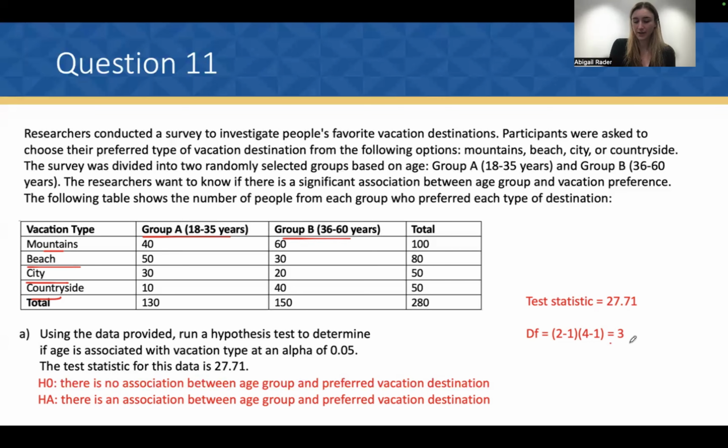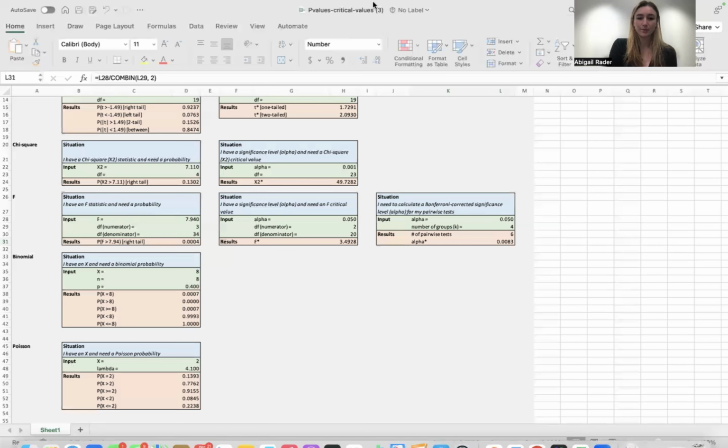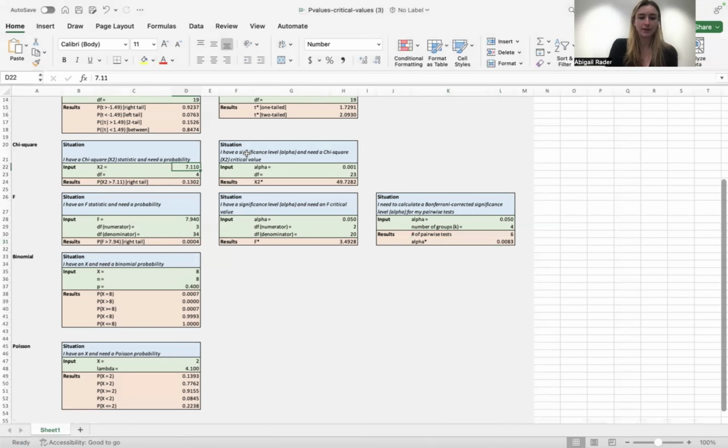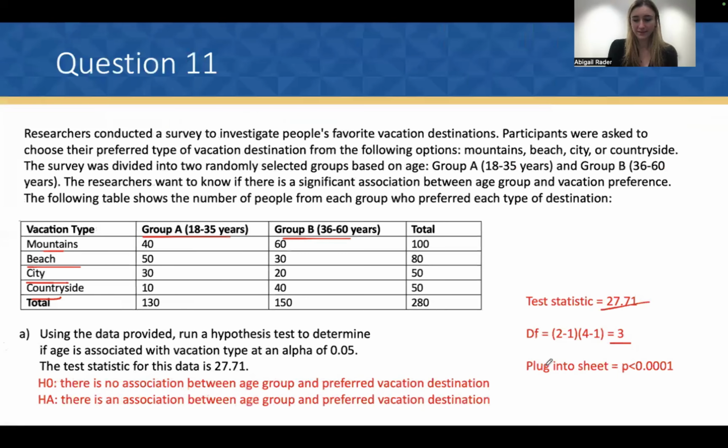Using our degree of freedom of 3 and our test statistic of 27.71, we can just go straight into our p critical values here, go to the chi-square, and we say our chi-square is 27.7, and our degree of freedom is 3. It's a really, really small p-value, definitely less than 0.001. And so what that means is that we can reject the null hypothesis. There's evidence that there's an association. That's all you have to list for a hypothesis test. I know it seems pretty straightforward going through it, but you just want to make sure that you have all these things, of course, including assumptions that we did before this slide.